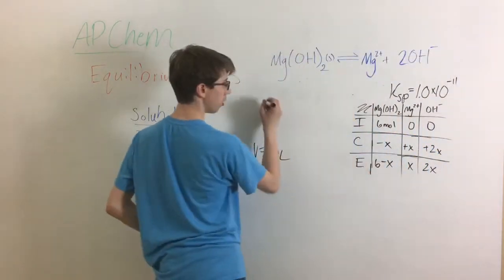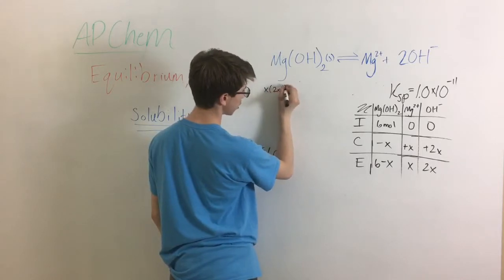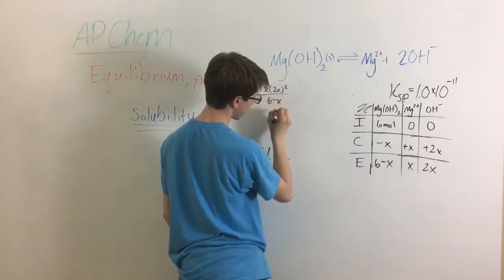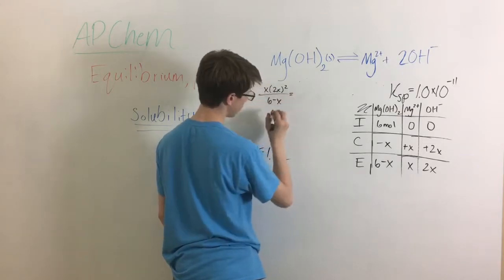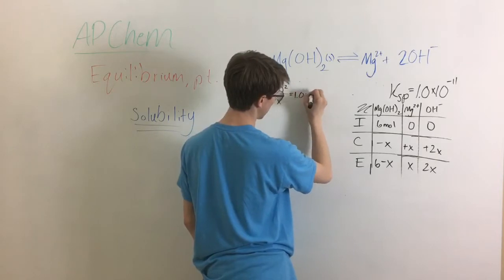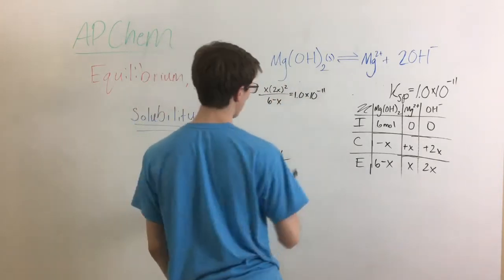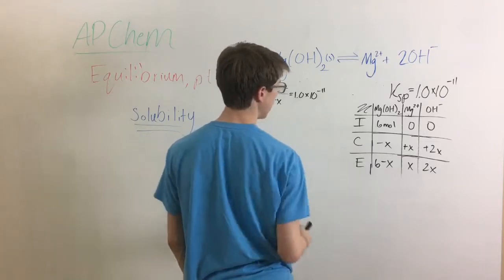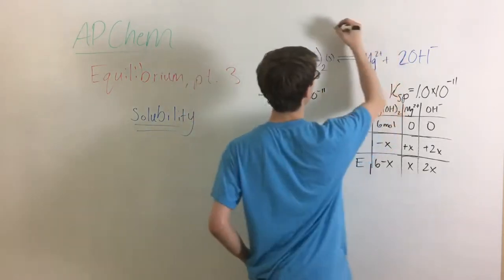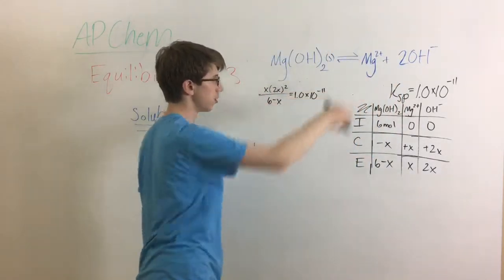Okay, so products over reactants. So x times 2x squared, because there's 2 of them, over 6 minus x is equal to 1.0 times 10 to the negative 11. Now in this case, why don't we go ahead and try and find the pOH. So our goal is to find the pOH of this solution.